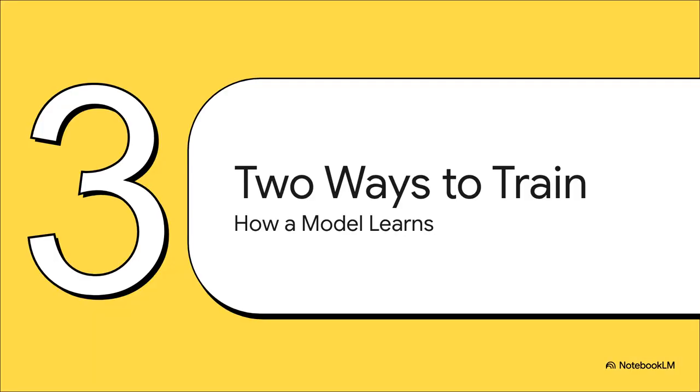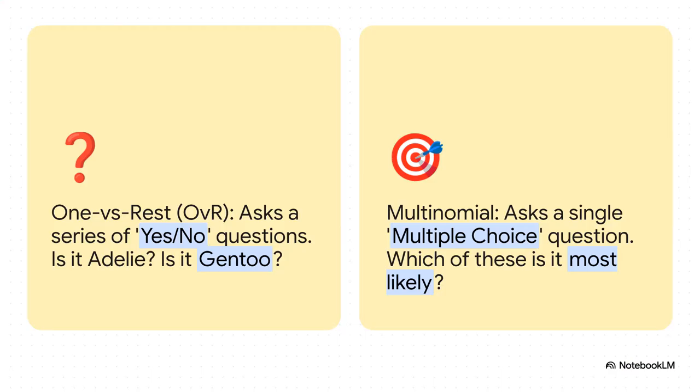So, the big question is, how does the machine actually learn from data like this? I mean, it's not magic, right? It turns out it generally uses one of two main strategies, and each one has a totally different way of thinking about the problem. And what's awesome about this is how you can simplify these two pretty complex ideas. Think of one versus rest as playing a game of 20 questions. It just asks a series of yes or no questions. But the multinomial method, that's more like a multiple choice test. It looks at all the options at once and just picks the one that's most likely. Now, you might go with one versus rest because it's simpler, but multinomial can often be more powerful if you've got the computing power for it.